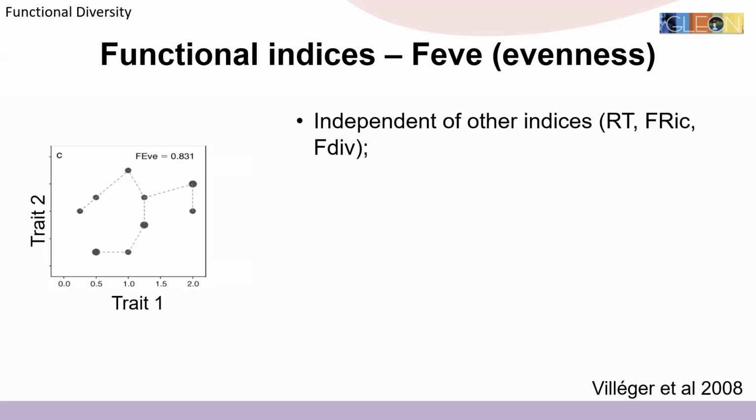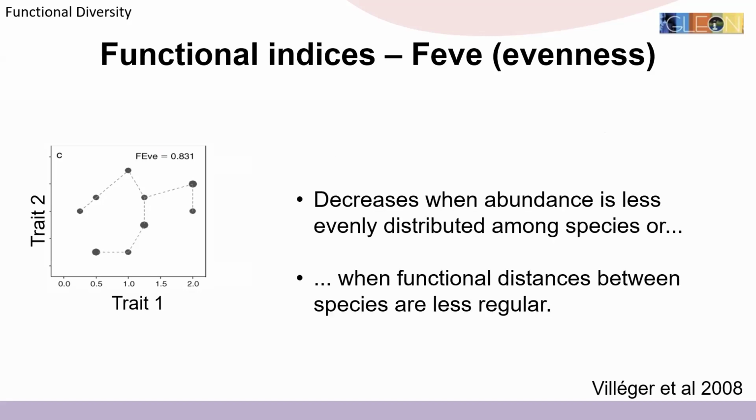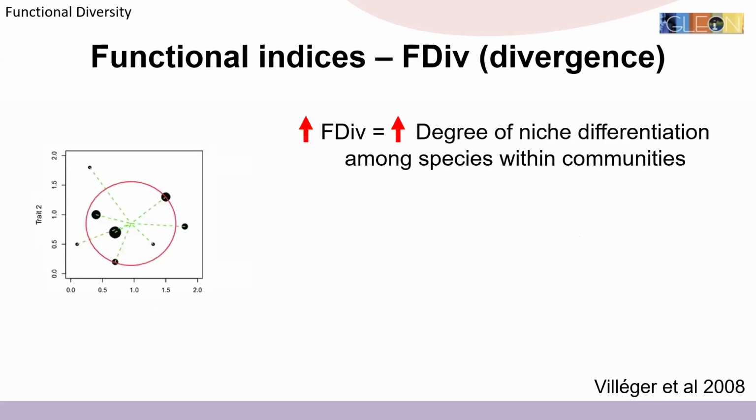So this is a good thing, because functional evenness is independent of the others, so you can interpret them together as independent. Functional evenness decreases when abundance is less evenly distributed among the species, or when functional distances between species are less regular. The third one is functional divergence.